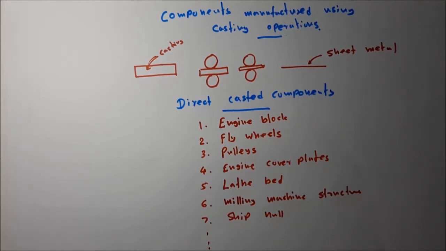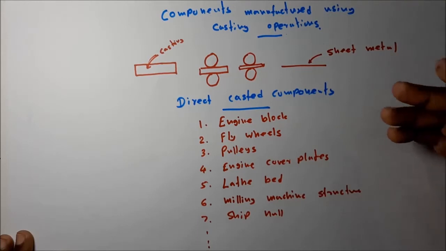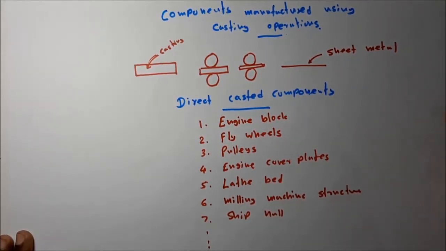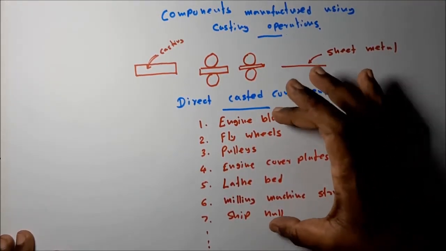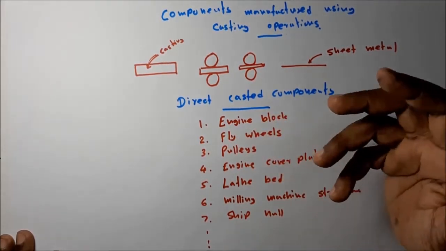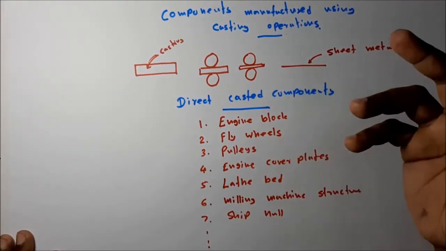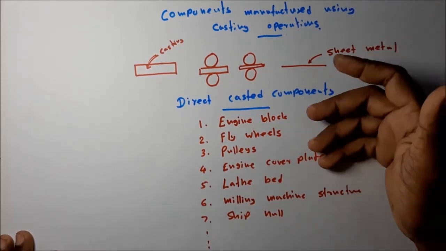The sizes range from a few grams to maybe a ton. If you take the ship hull, imagine how large it is and how much mass it contains. So from small components to very large components are cast. These are examples of direct cast components. The main manufacturing method is the casting operation: engine block, flywheels, pulleys, engine cover plates, lathe bed, most lathe components, and the milling machine components and ship hull.